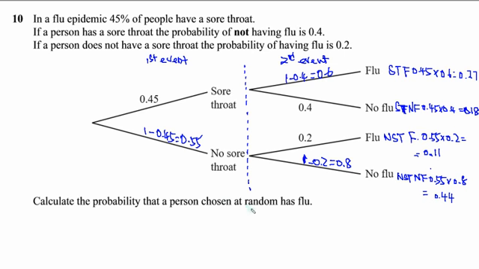Calculate the probability a person chosen at random has a flu. Okay, let's look at the result. Which ones have a flu? This one has a flu. So the probability, you take 0.27.